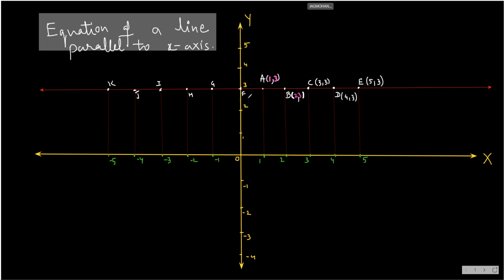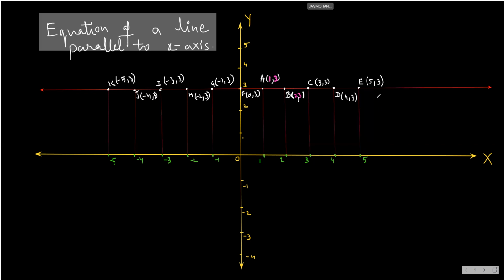Now, what do you notice? You notice that all these points which are lying on this line, they all have different x coordinates, but they all have the same y coordinate, which is 3. Further, see, F is 0, 3. G is -1, 3. H is -2, 3. I is -3, 3. J is -4, 3. And K is -5, 3.